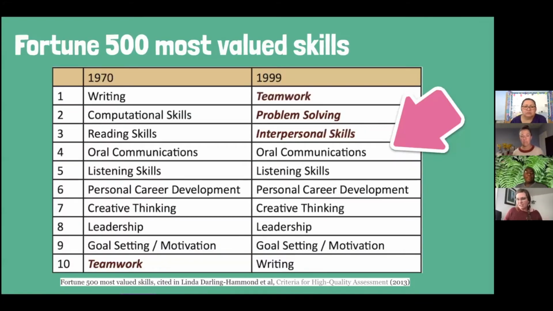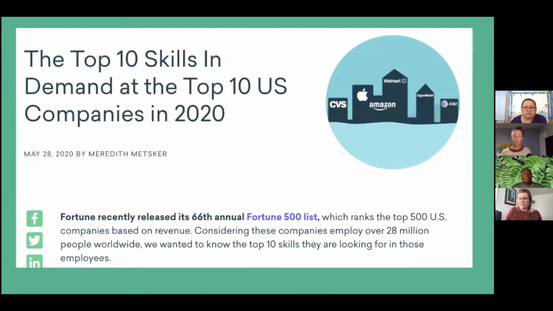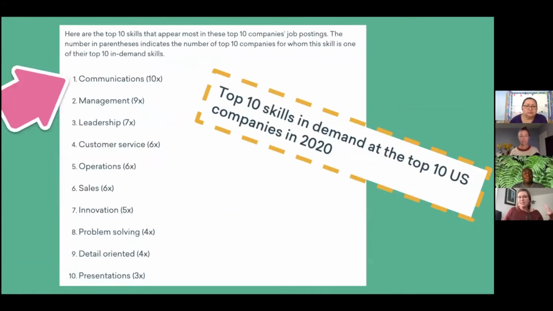We went over this slide last time, but if you're new to this group, this is from the 70s. The top 3 skills for the Fortune 500 companies were writing, computation, and reading. But once we got even into the late 90s, communication and problem solving became so much more important. And I know that's a very old list, but in 2020, communication was the number one skill from every single large company. Being able to communicate was the top skill.